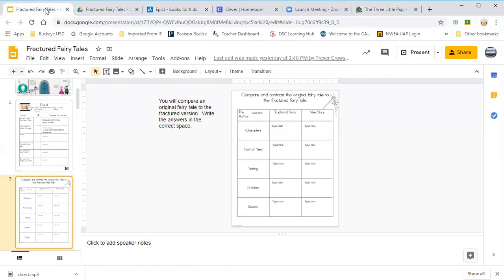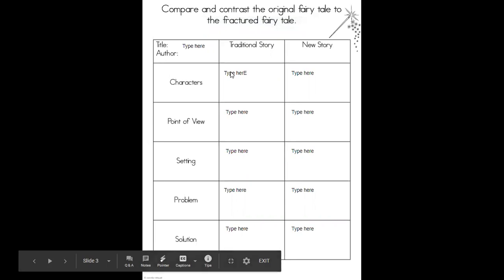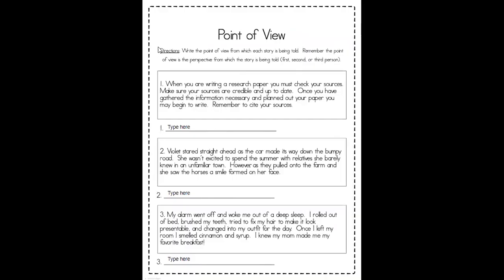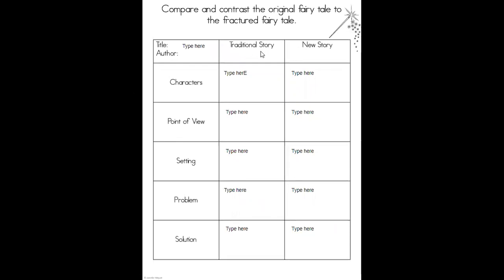Then you'll go back into this fractured fairy tale slides, and you'll be filling out this paper right here, or this slide. So remember, with the text box, you have to type in where it says type here, click that. Oops, sorry. When it's not in the big screen, and then you can type it in. So the traditional story will be the regular Three Little Pigs. This will be the one told from the wolf's perspective.